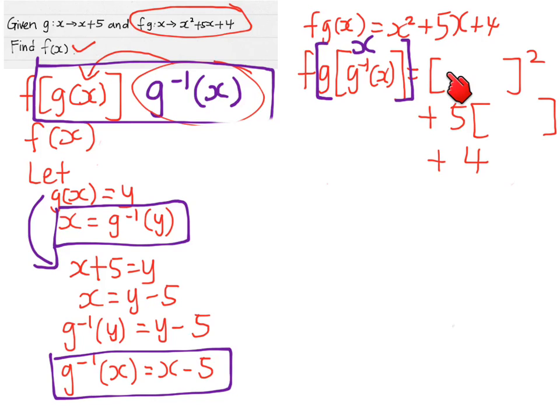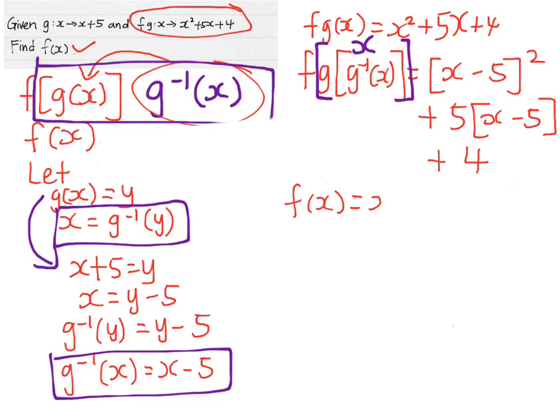What is g inverse? G inverse is x minus 5. So it becomes x minus 5, x minus 5. If you solve this one, you should be able to get fx. Okay, let me solve this one quickly. So therefore, fx will equal to x minus 5, we expand this one.